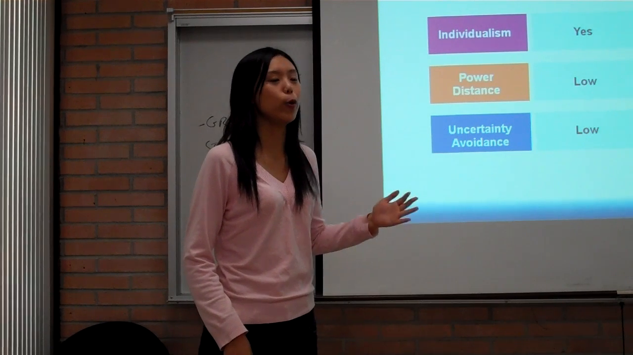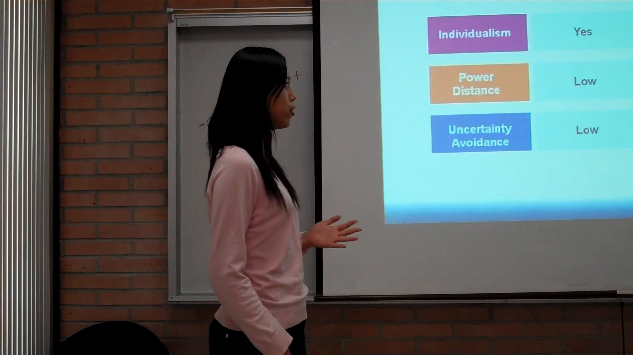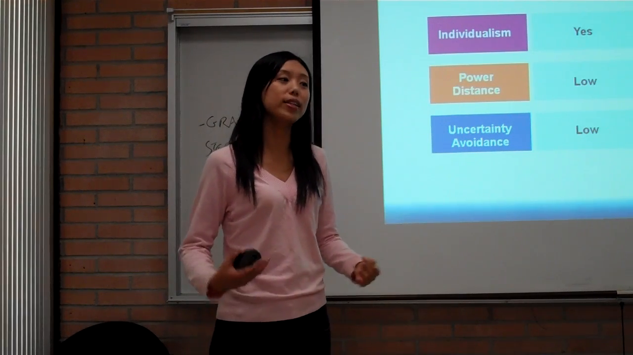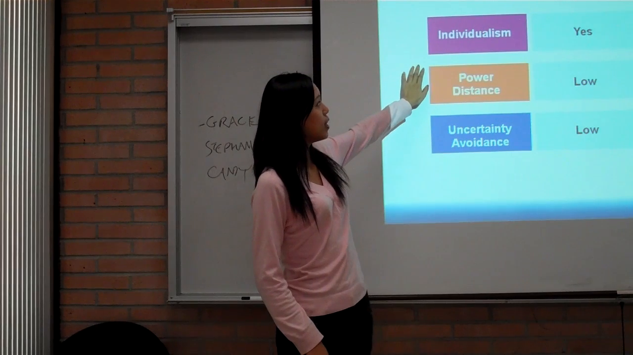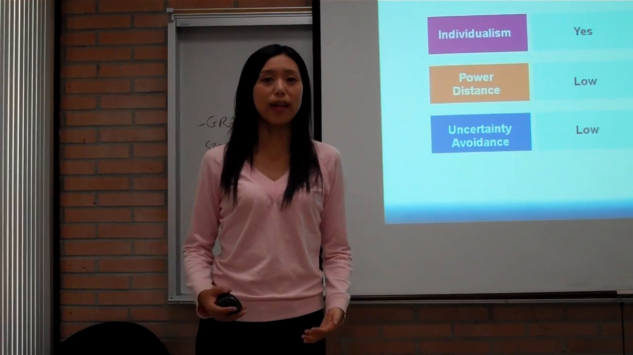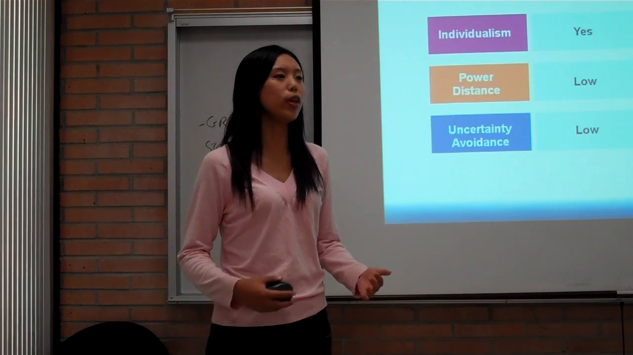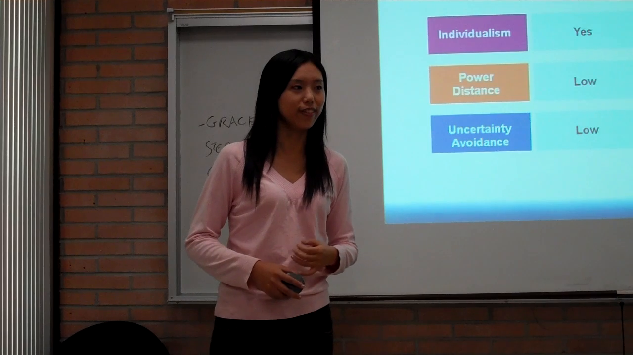I just want to tell you what kind of actions these two kinds of students may do, for example, in a team project. For example, in the United States, students are more individualistic, which means they are more independent and they are willing to show their personal ability. So usually they tend to be the team leader.